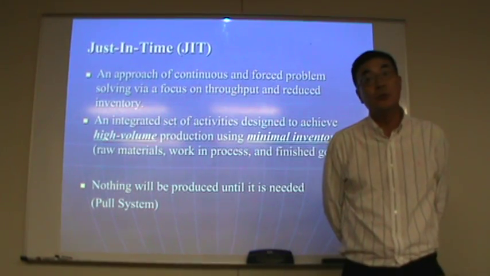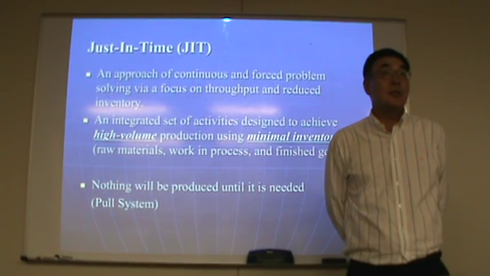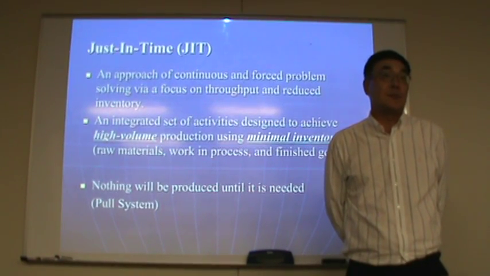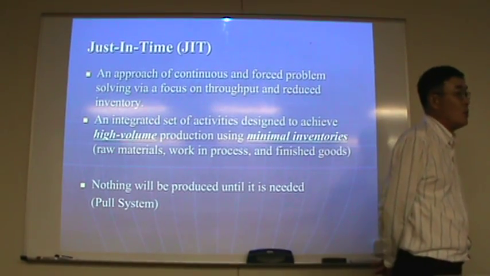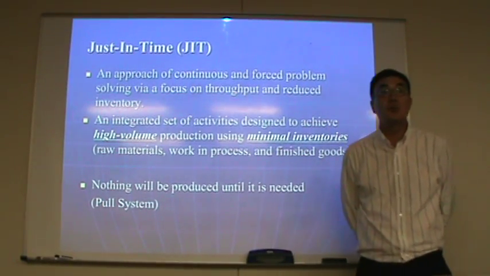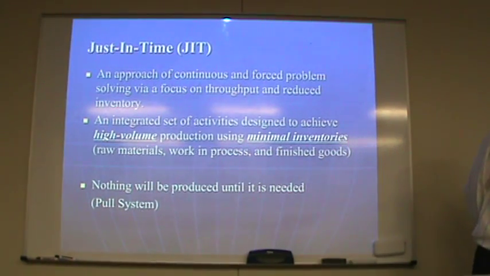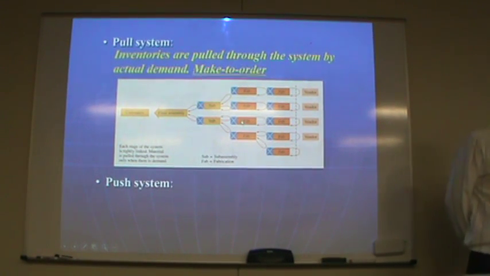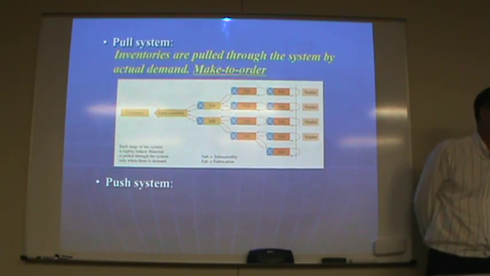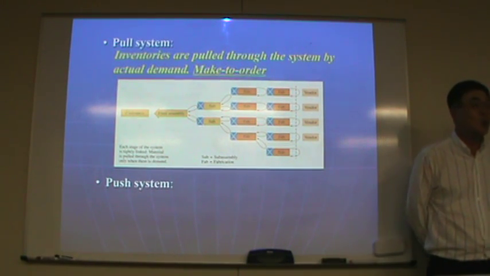Make to order system. The JIT system is a make to order system. And make to order system is a pull system. I will tell you why. In a pull system, inventory is pulled through the system by actual demand.